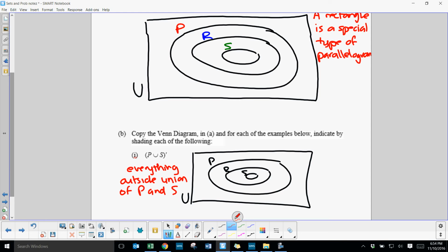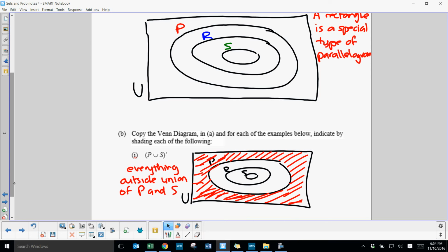So everything outside of P or S. S is already a subset of P, so basically think the union would have been the inside of P, because it would have been everything in P and everything in S. So the union would have been inside the circle of P, so the complement has to be outside the circle of P.